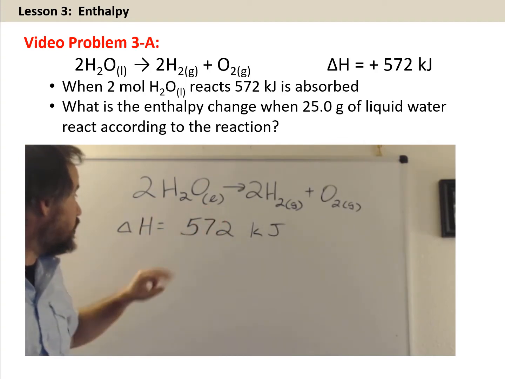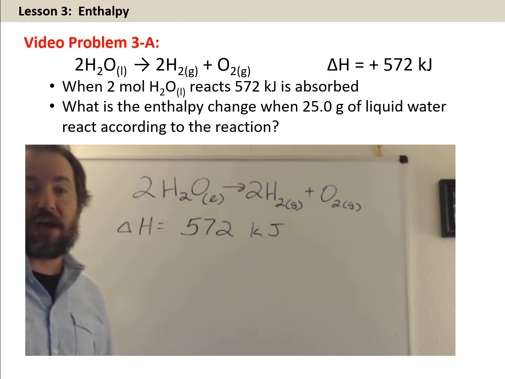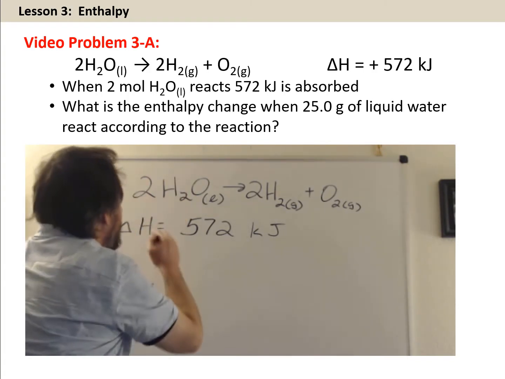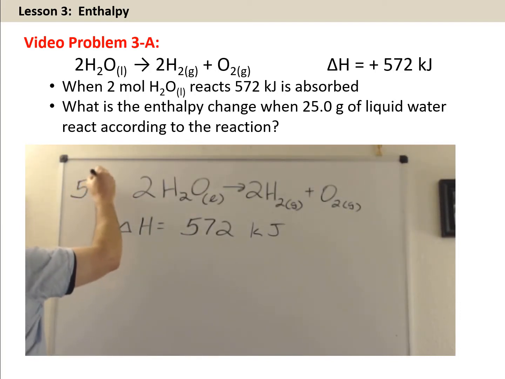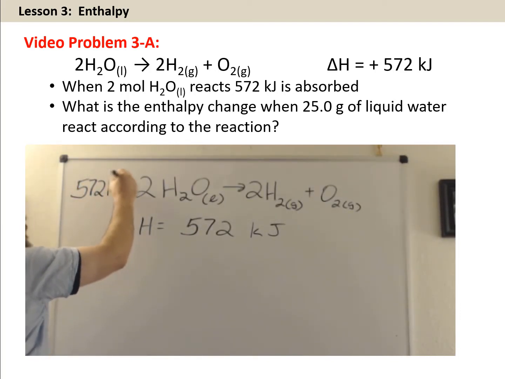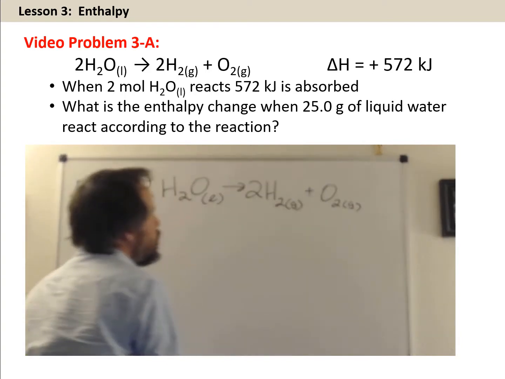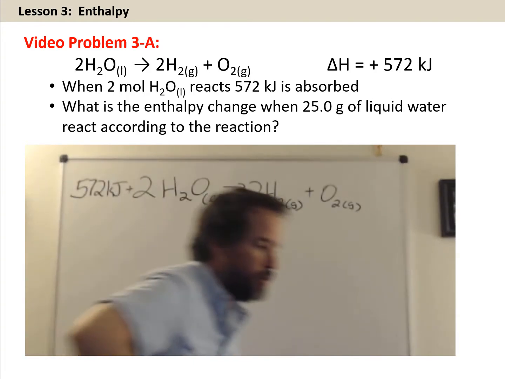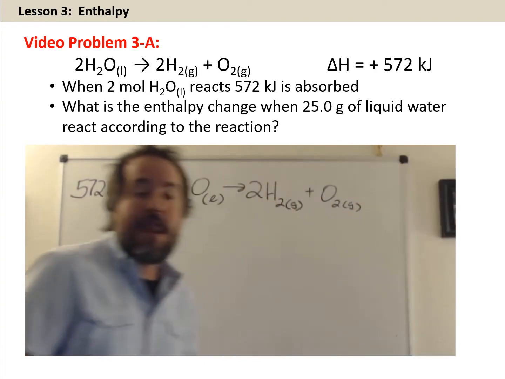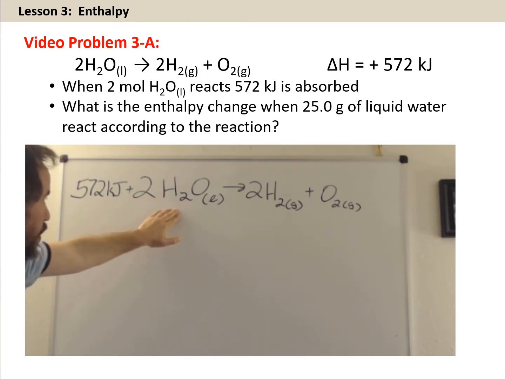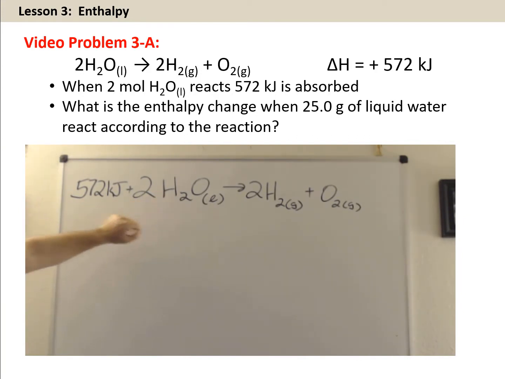So first of all, let's look. We have delta H equals 572 kilojoules. It's positive, so that means heat is entering. That means heat is a reactant. So 572 kilojoules plus 2 H2Os goes to form 2H2 plus O2 gas. What this means is that if 2 moles H2O reacts, that's going to need 572 kilojoules of heat.